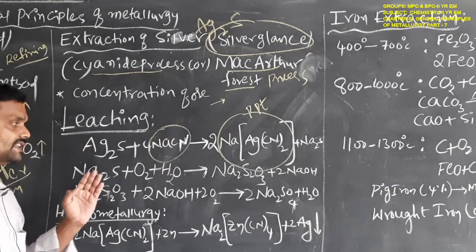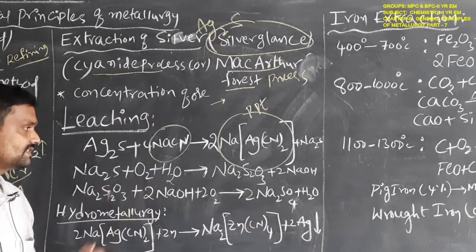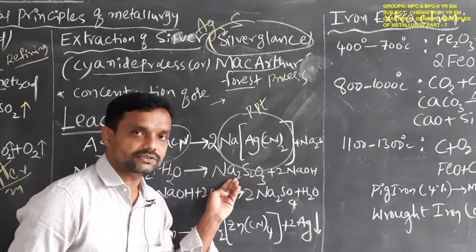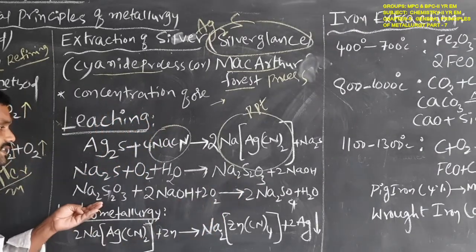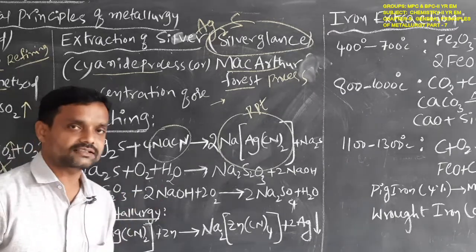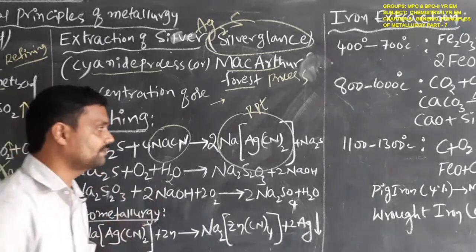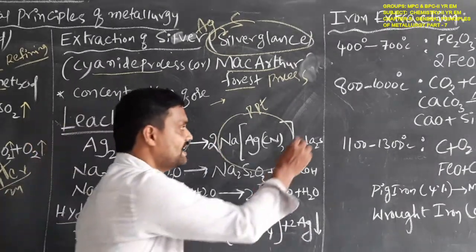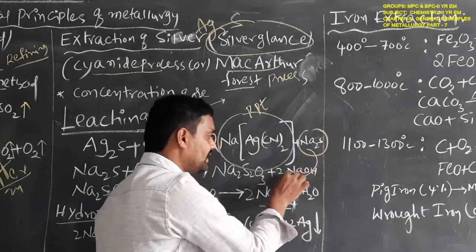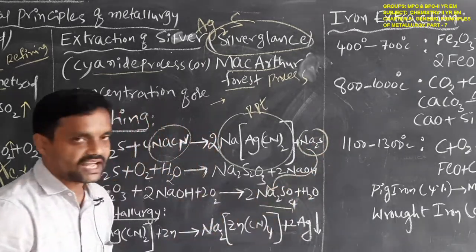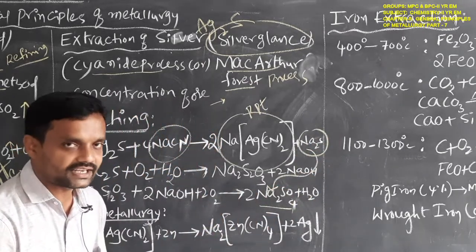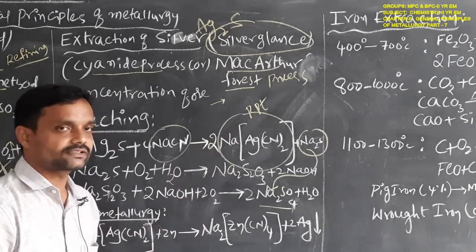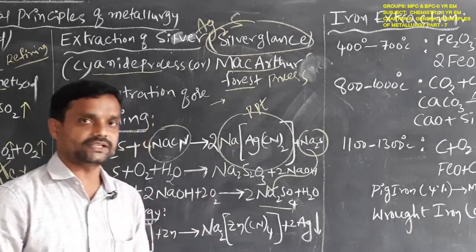That sodium sulfide reacts with moisture and oxygen. It is converted to sodium hydroxide and sodium thiosulfate, Na2S2O3. That Na2S2O3 again reacts with sodium hydroxide in the presence of air, and finally it is eliminated as sodium sulfate. That means the sodium sulfide is finally eliminated in the form of sodium sulfate, Na2SO4. So here only the sodium argentocyanide precipitate will be present.